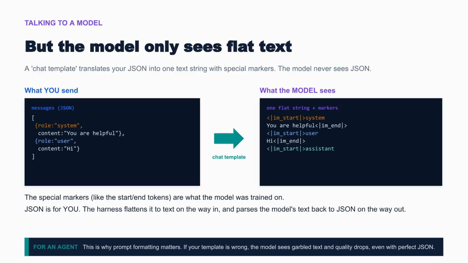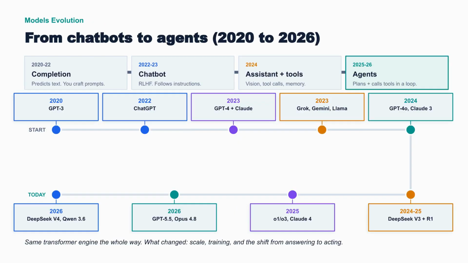Models' evolution from chatbots to agents. The timeline runs from 2020 to 2026: completion models that just predict text, then chatbots that follow instructions, then assistants with vision and tools and memory, and now agents that plan and call tools in a loop. The same transformer engine carried us the whole way. What actually changed was scale, training methods, and the shift from answering questions to taking actions.